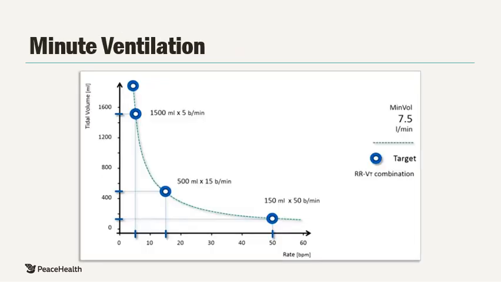When minute volume is set by the operator, ASV first plots the ASV graph seen here. Note that the vertical axis represents tidal volume and the horizontal axis represents respiratory rate. The minute volume in this example is set to 7.5 liters per minute, and the green dotted line represents the possible respiratory rate and tidal volume combinations that would equal 7.5 liters per minute. After ASV plots this graph, it will then come up with the exact target, which we'll discuss shortly.